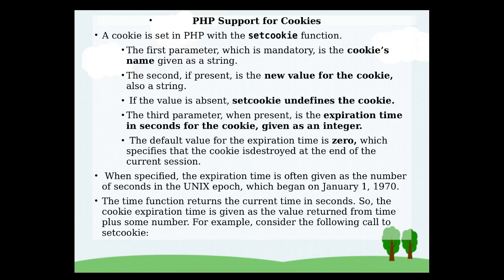When it is specified, the expiration time is given as an integer, a number of seconds in the Unix epoch, which actually began on January 1st, 1970. The time function returns the current time in seconds. So the expiration time is given as the sum of the value returned by the time function plus some number.